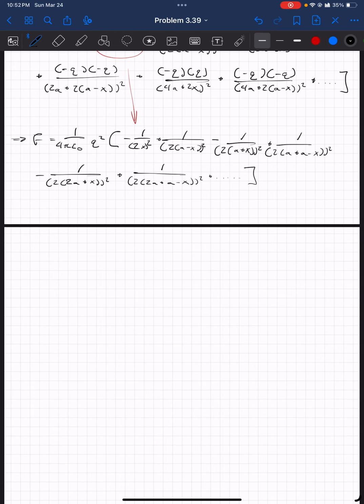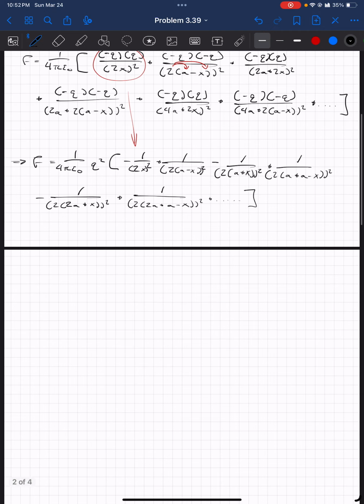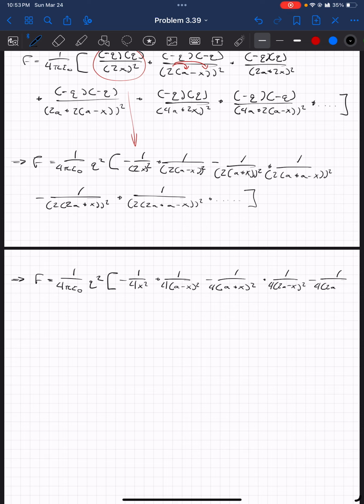If we reduce this one more time by multiplying our 2's into our parentheses, we will then get that force is equal to 1 over 4 pi epsilon naught q squared times negative 1 over 4x squared plus 1 over 4 times a minus x squared minus 1 over 4 times a plus x squared plus 1 over 4 times 2a minus x squared minus 1 over 4 times 2a plus x squared plus 1 over 4 times 3a minus x squared. And this continues on and on.